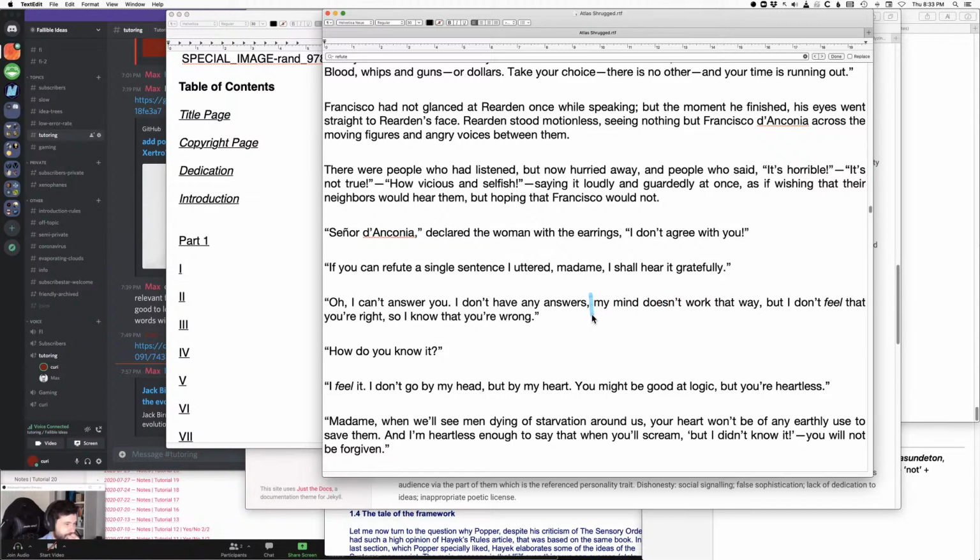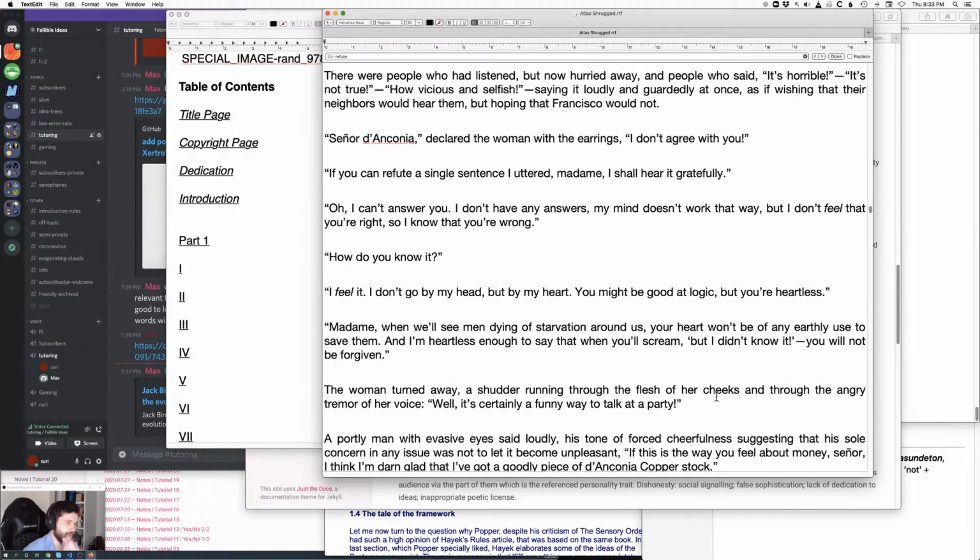In particular, "my mind doesn't work that way" is very similar to "my personality does or does not work that way." It's impossible for me to change. I'm never going to try. You're a fool for suggesting that. It's all kinds of bad things. Well, it's certainly a funny way to talk at a party.